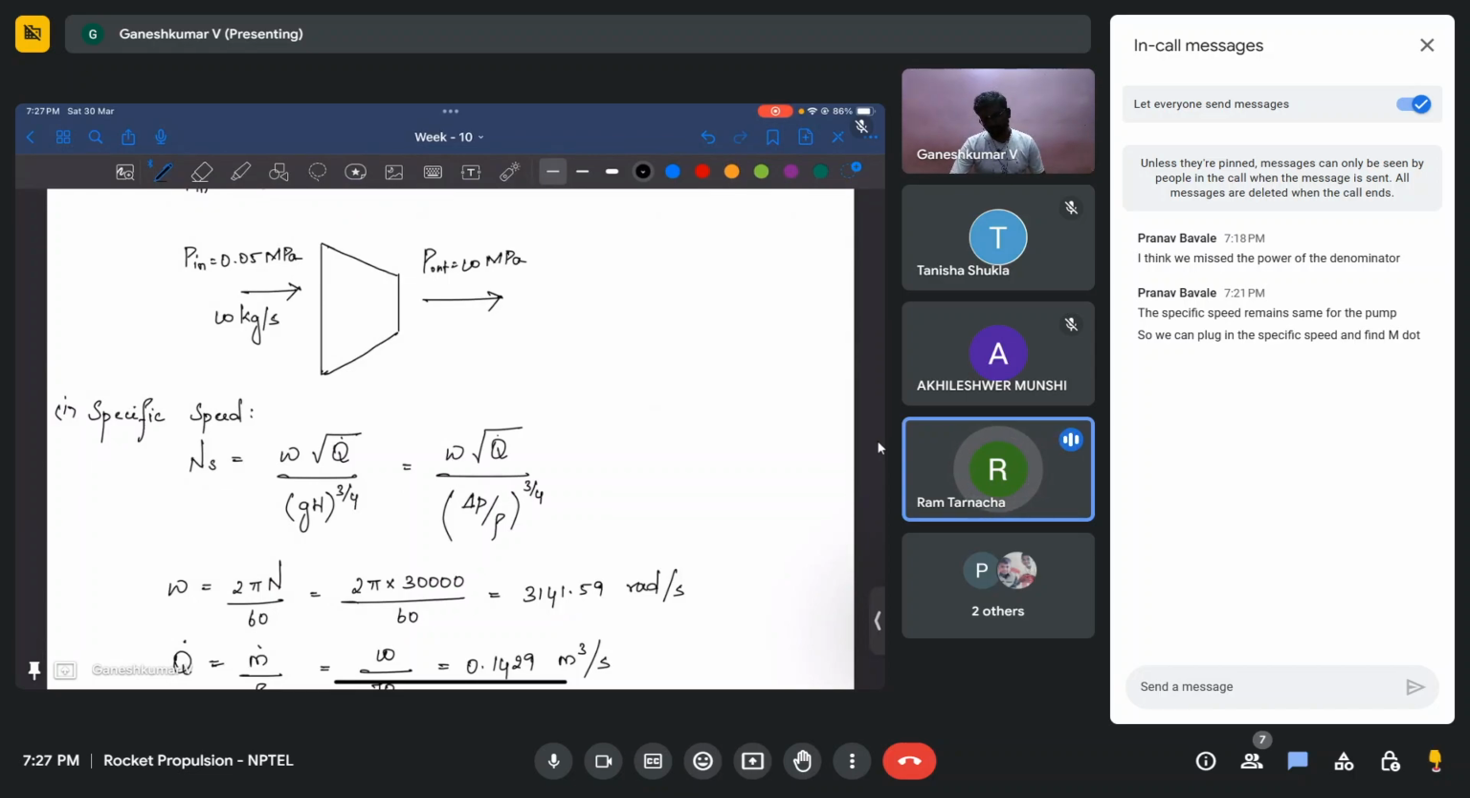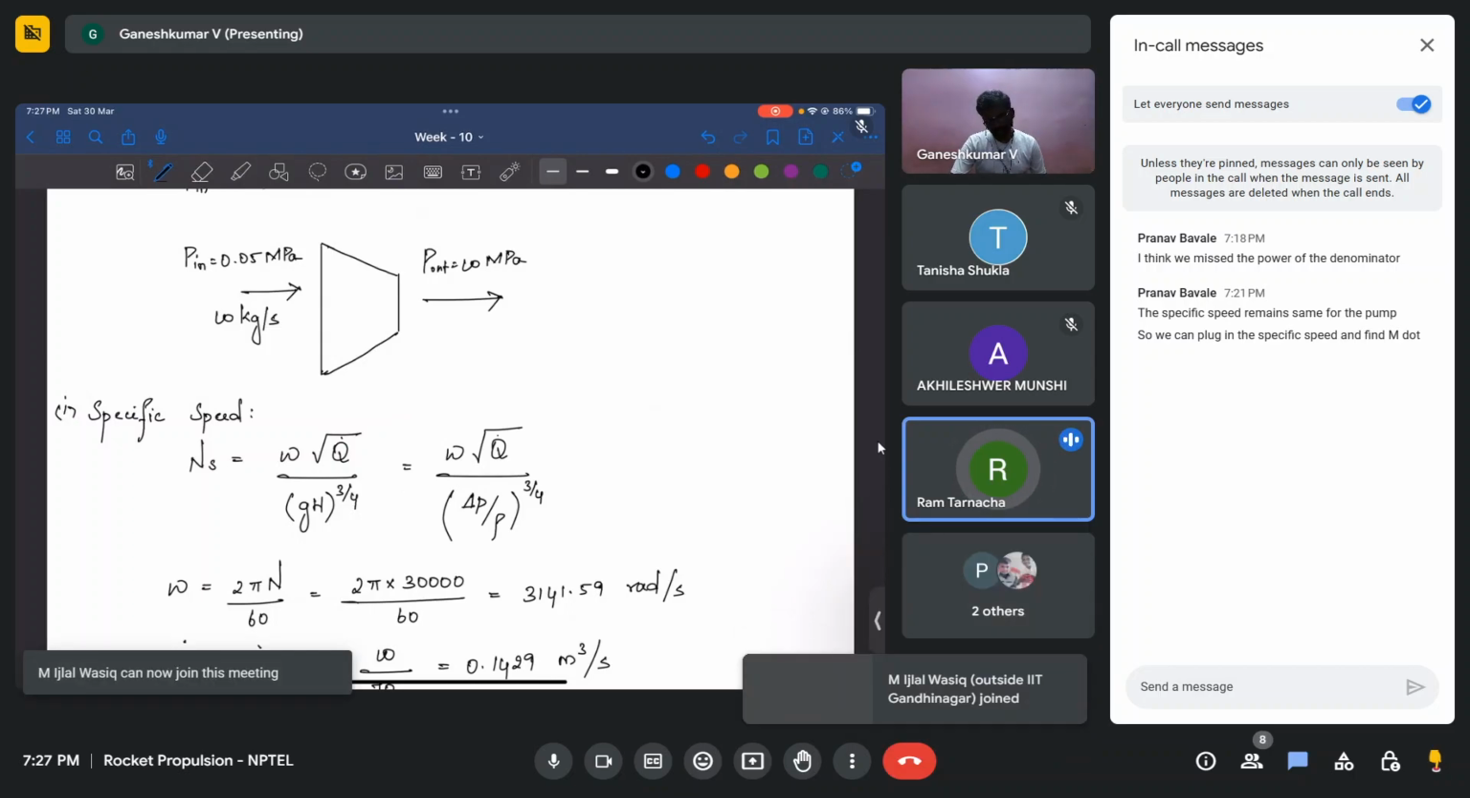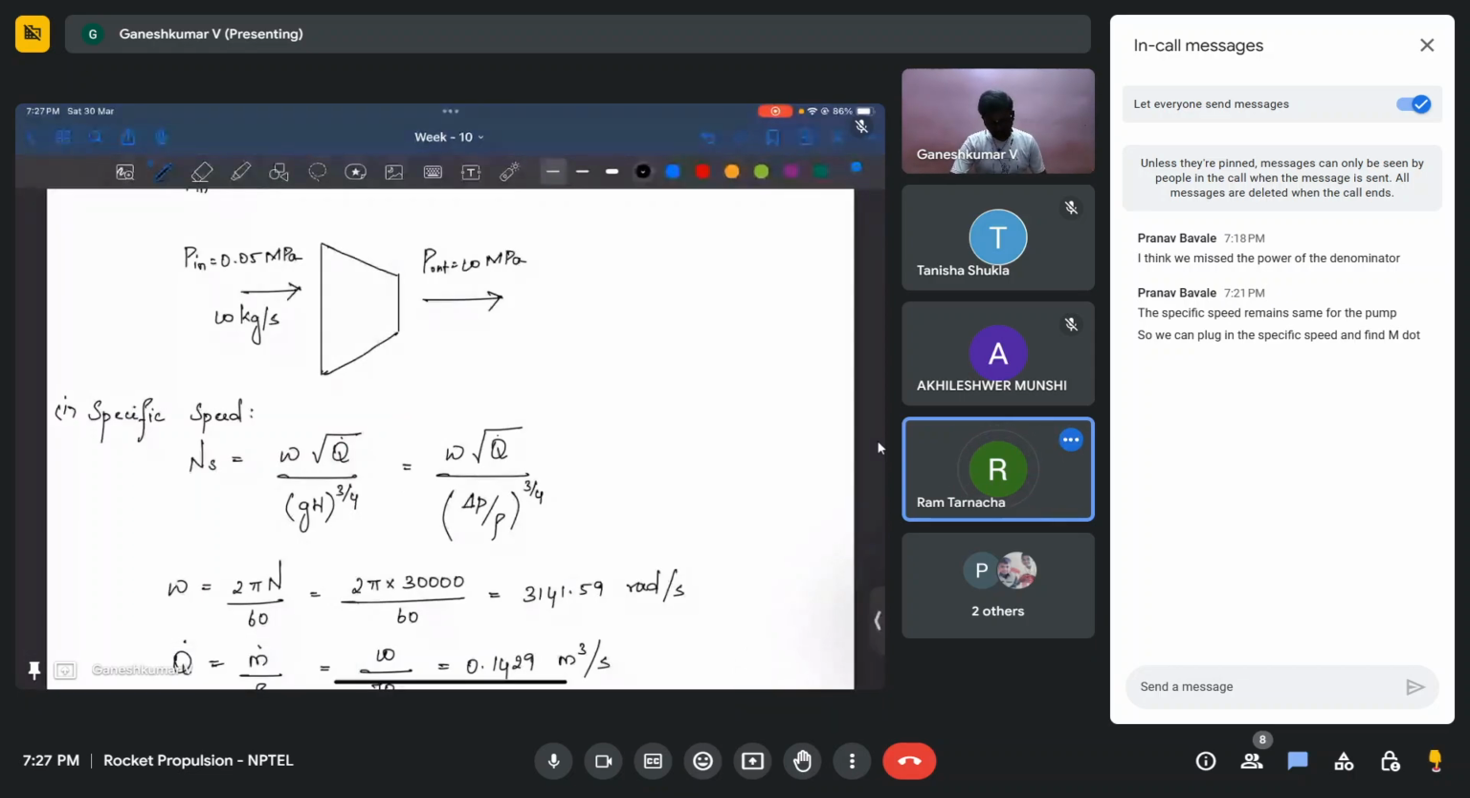where are we going to make the change? Let's say the mass flow rate has to be different, from 10 to 12 kg per second. Are we going to do this change only by changing the delta P across the pump, or are we going to, because that will also involve a different Q. Correct.